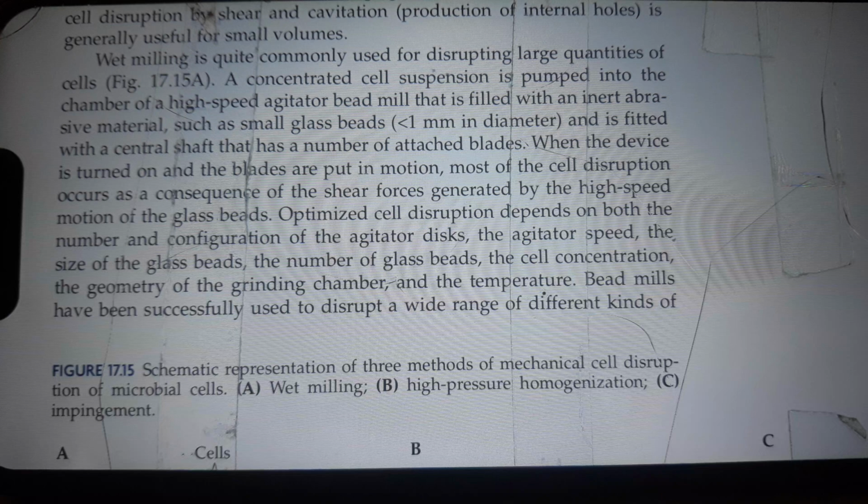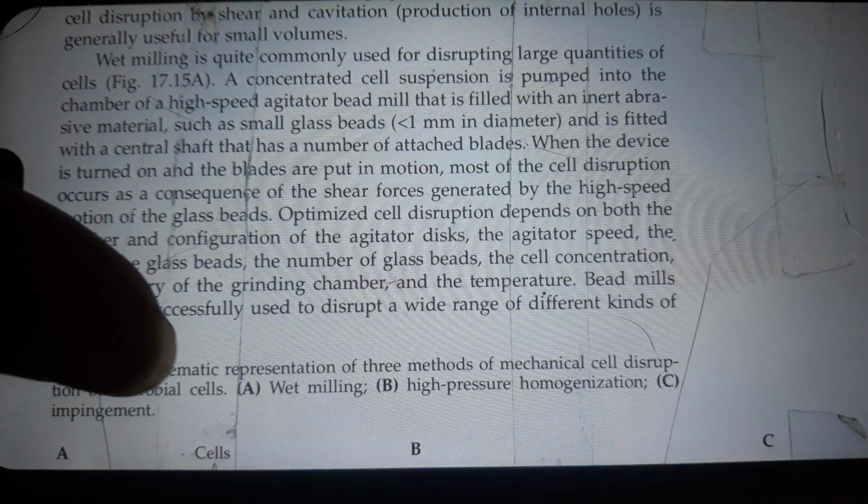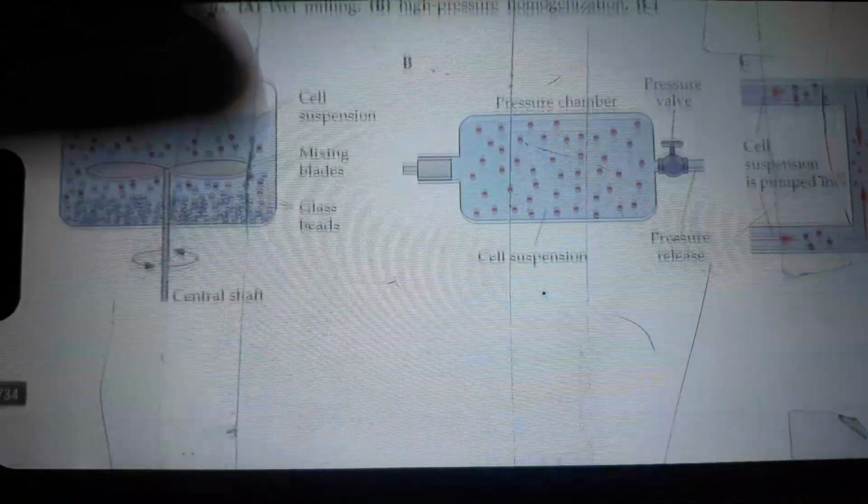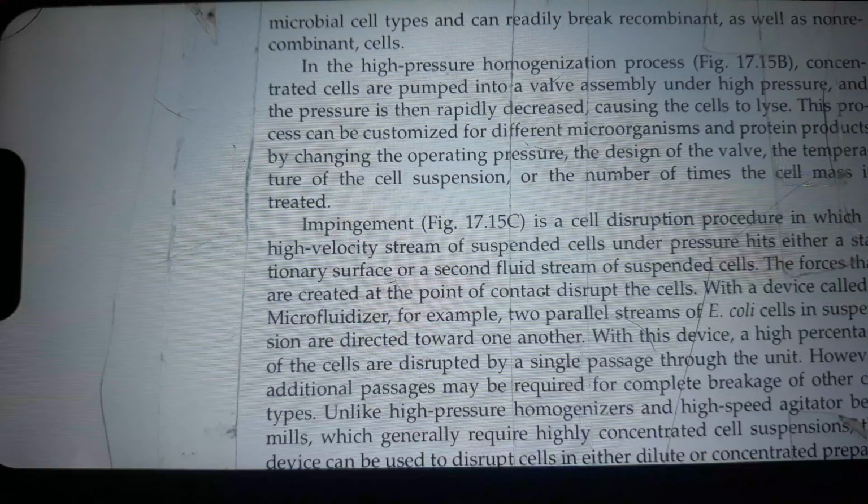Optimized cell disruption depends on the number and configuration of the agitator discs, the agitator speed, the size of the glass beads, the number of glass beads, the cell concentration, the geometry of the grinding chamber, and the temperature. Bead mills have been successfully used to disrupt a wide range of different kinds of microbial cells and can readily break recombinant as well as non-recombinant cells.